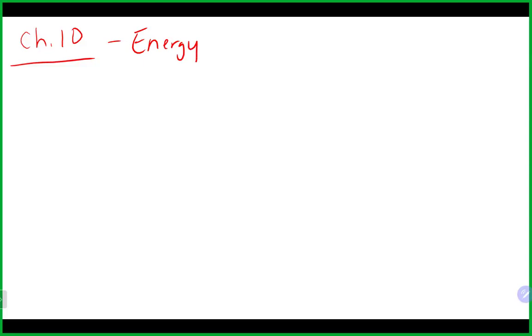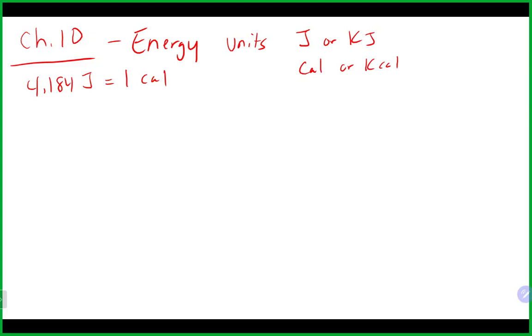And in chapter 10, common units of energy that we talked about are joules or kilojoules. Also, calories, lowercase, or kilocalories. The relationship between joules and calories: 4.184 joules is equal to 1 calorie. That's also the specific heat capacity of liquid water, which is why that conversion is like that.